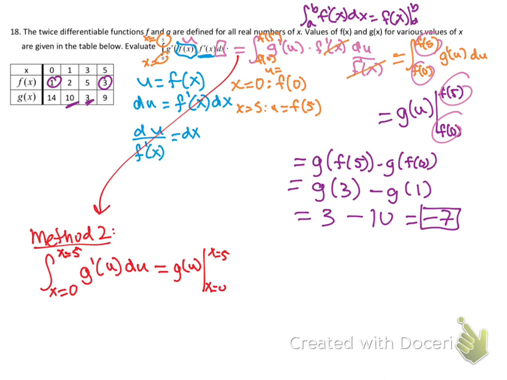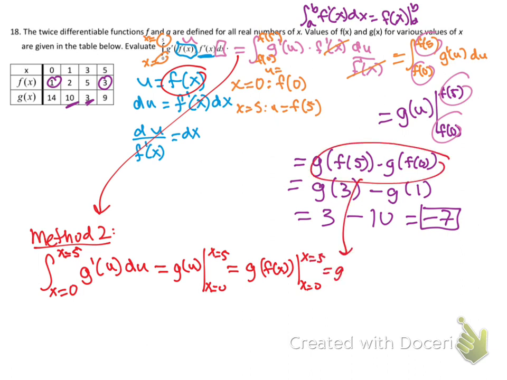Now, before you plug in 0 and 5, you do have to plug in your u, which is f of x. So we would end up getting that. It will give you the same thing that we have right here. So you do end up getting the same thing. It's just going to be set up in a different way.